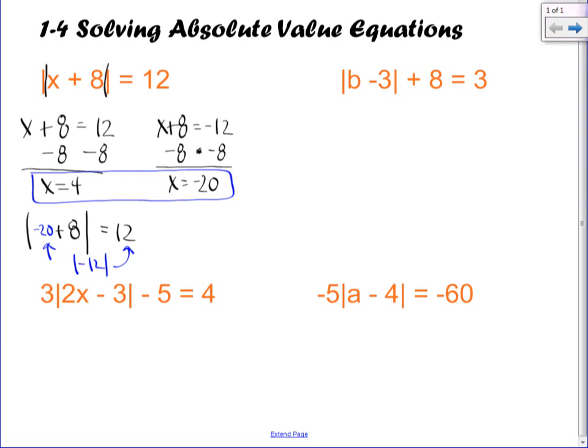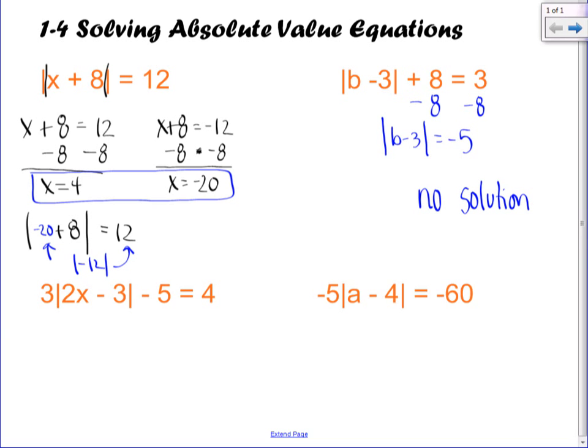This next one. Before you write your equations twice, you have to get the absolute value alone. So we have to do something first before we write it twice. We have to subtract 8. So now we have this. Somebody tell me why this one cannot be solved. Why is that not possible?